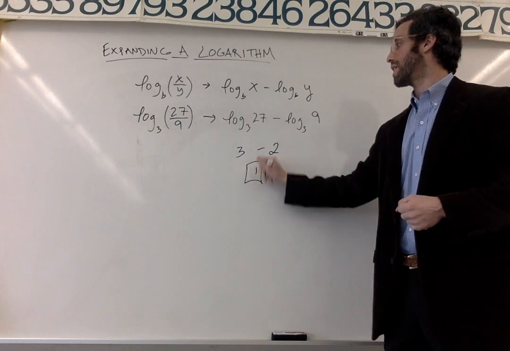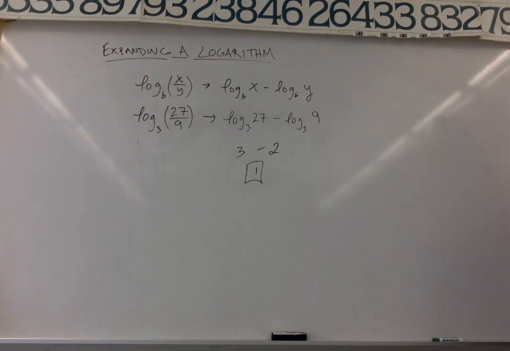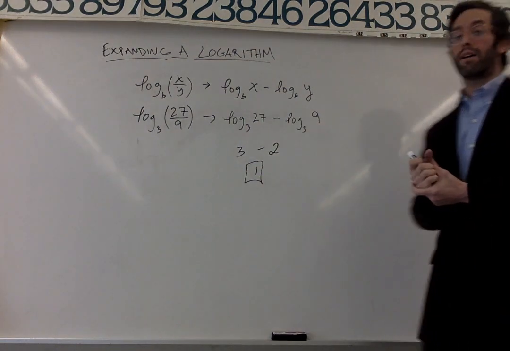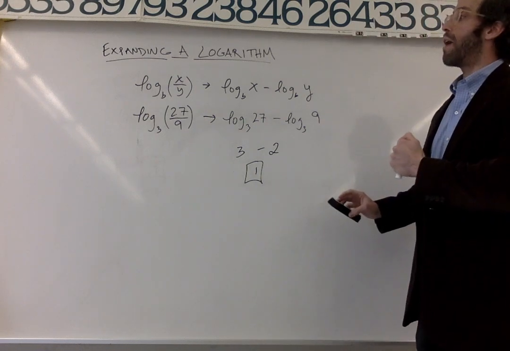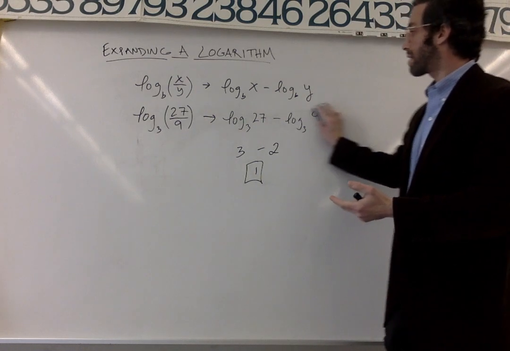3 minus 2 equals 1. That's our answer. All right, so that's how to apply the rule of when the argument is being divided. Now, you can probably guess what I'm going to show you next.